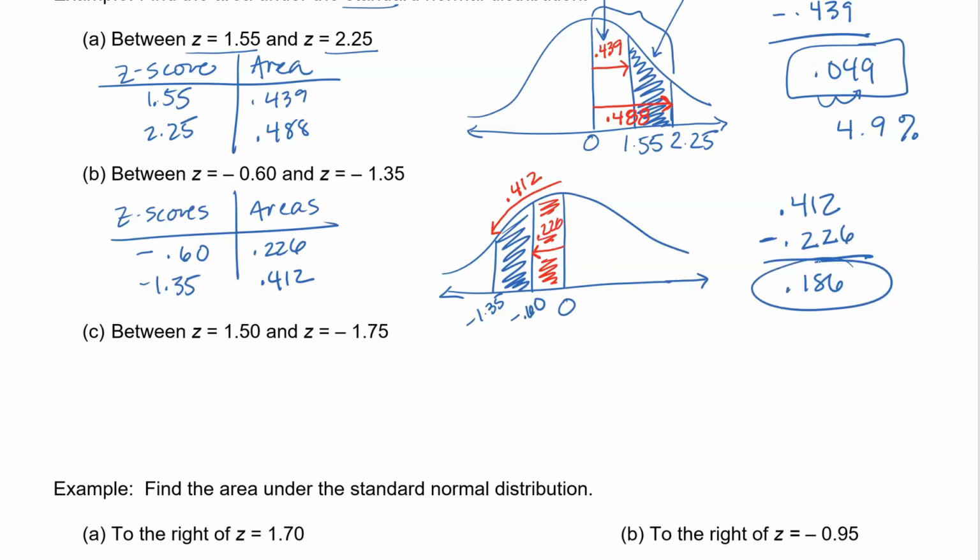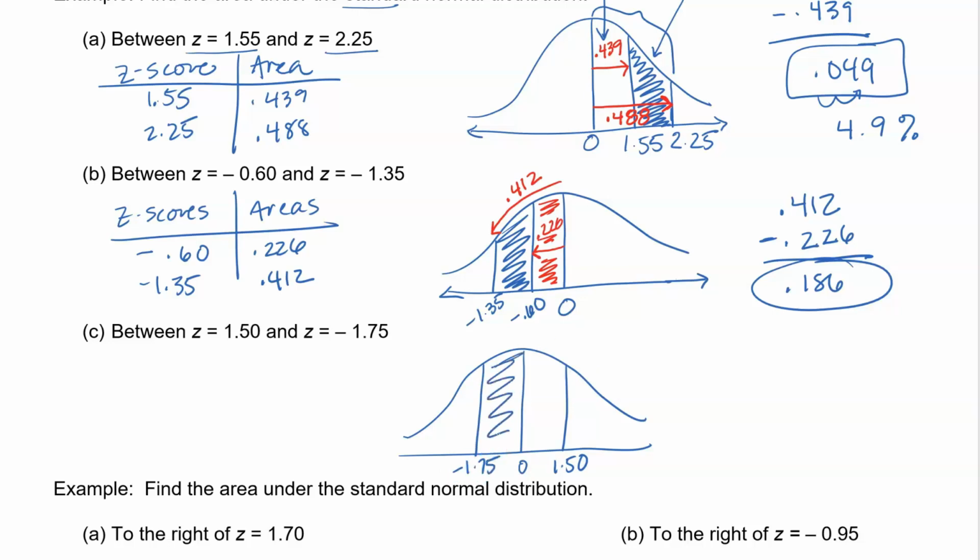Okay, and then let's do part C. So again, I'm going to draw the curve. I put the 0 in the middle. 1.50 is going to go to the right because it's positive. Negative 1.75 goes to the left because it's negative. And I want the area between these two values.